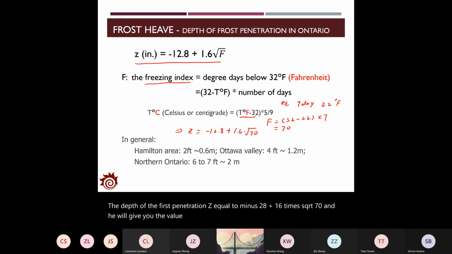Let me just quickly find out the value. Does anyone know what value this gives? Okay, I just calculated the value. So the value is 0.58 inches. Remember that the unit here is inches, and 1 inch is 2.54 centimeters.